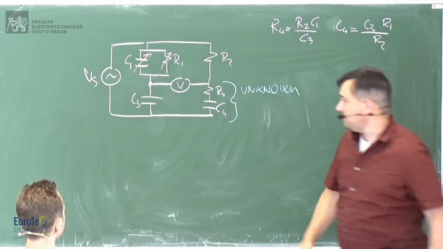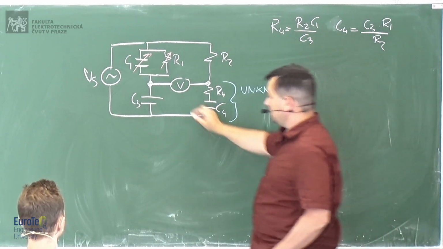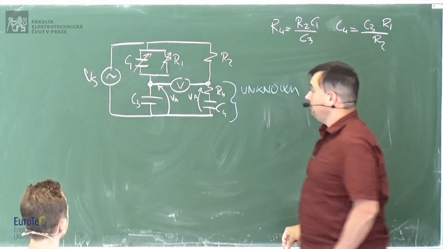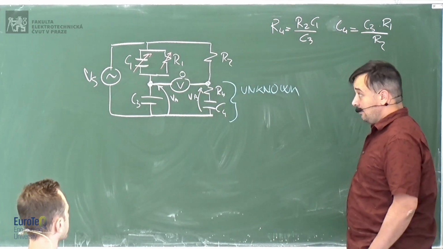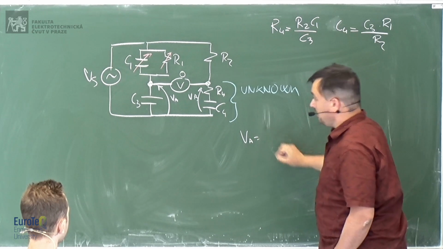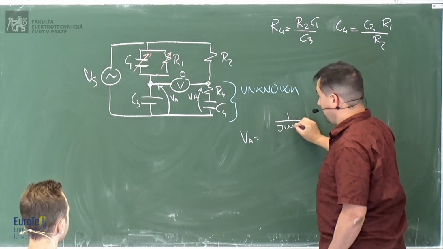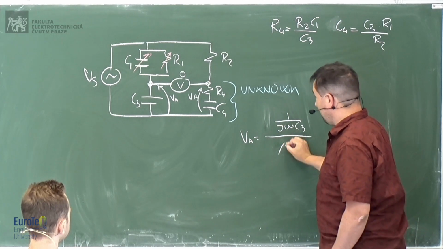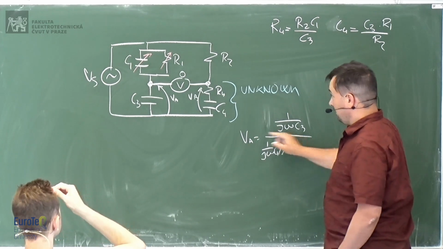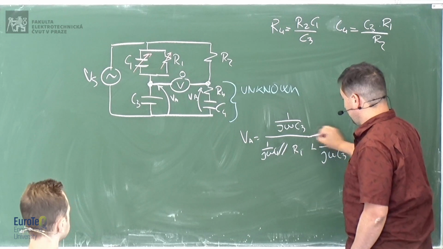If that voltage is 0, it means that the voltage between this point and this point is the same. So let's say that this is VA and this is VB. If we know that here the voltage is 0, it means that VA is equal to VB. So we know that VA is equal to this impedance, so it's 1 over J omega C3 divided by the parallel of 1 over J omega C1 and R1, plus 1 over J omega C3.